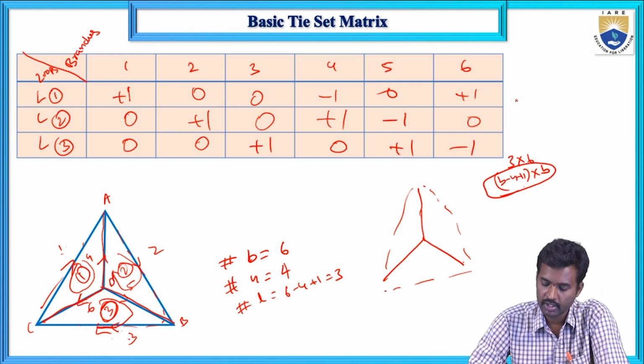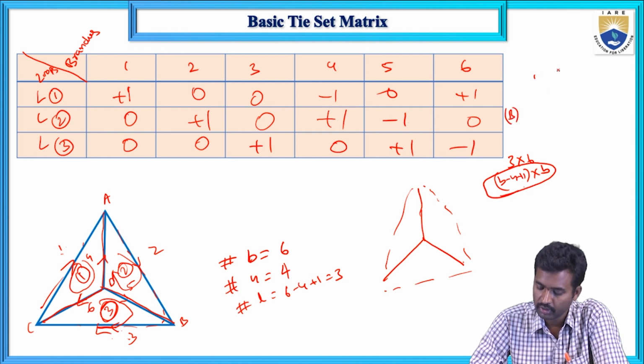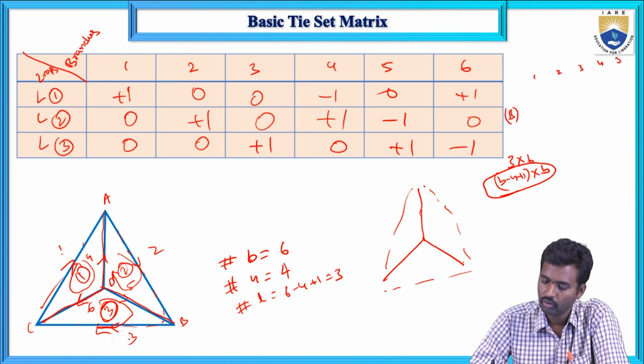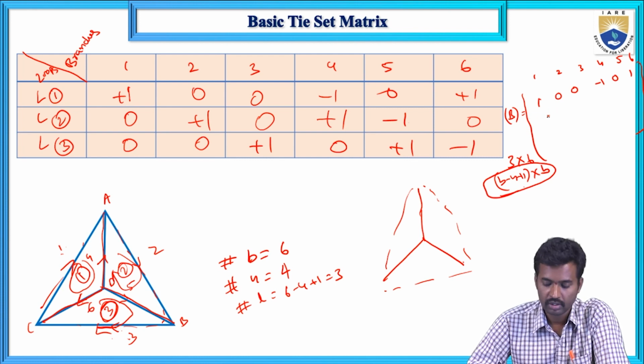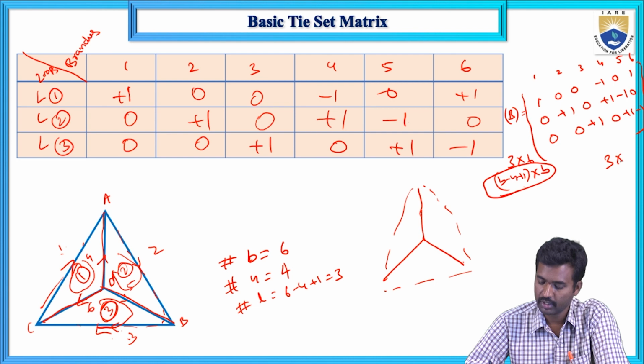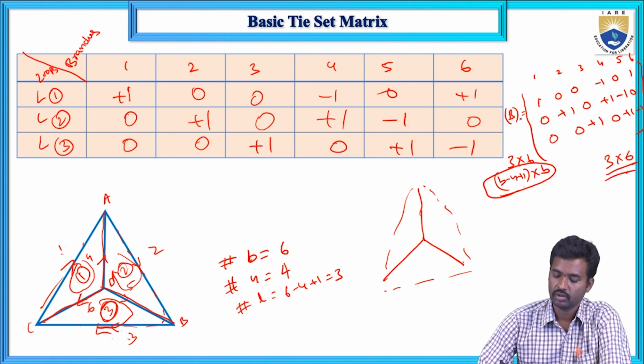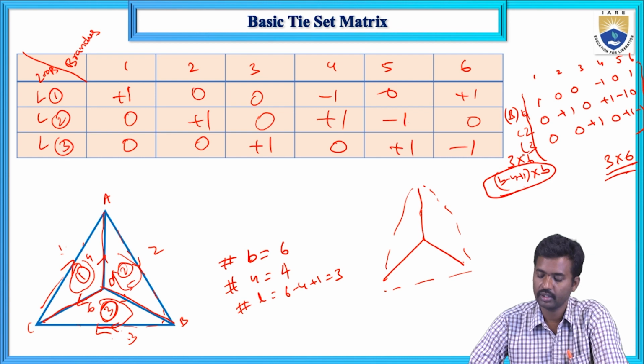Now these are the elements. So B equals 1, 2, 3, 4, 5, 6. This is the matrix. So now here plus 1, 0, 0, minus 1, 0, 1. Next here 0, plus 1, 0, plus 1, minus 1, 0 and 0, 0, plus 1, 0, plus 1, minus 1. These are the elements. This matrix size is 3 by 6, with rows L1, L2 and L3.